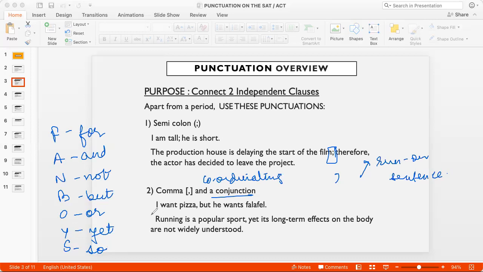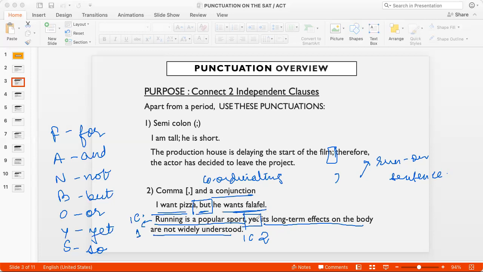I want pizza, but he wants falafel, right? The comma plus but connects I want pizza, he wants falafel. Those are two independent sentences. Running is a popular sport, yet its long-term effects on the body are not widely understood. Running is a popular sport is independent clause 1. Its long-term effects on the body are not widely understood is independent clause 2. And to join them, I use a comma plus a FANBOYS conjunction.